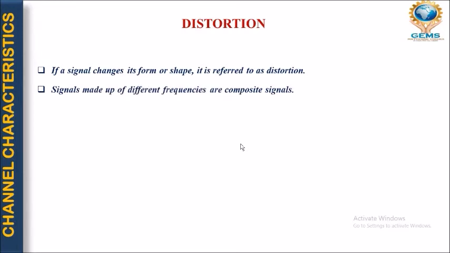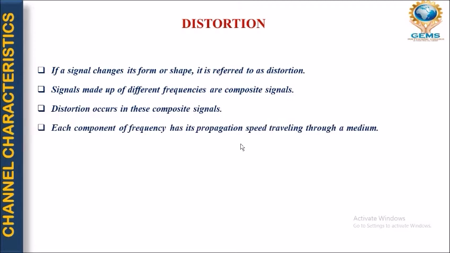A signal is made up of different frequencies, which is known as a composite signal. See, only one signal cannot be transmitted through the transmission media. Some signals are combined together and travel through the transmission media. These signals differ due to their different frequencies, and when they are combined, this is known as a composite signal. Distortion occurs in these composite signals, right? Each component of frequency has its own propagation speed traveling through a medium.